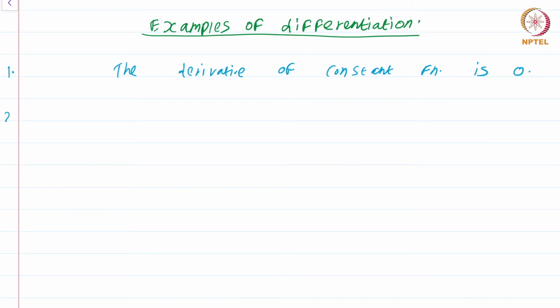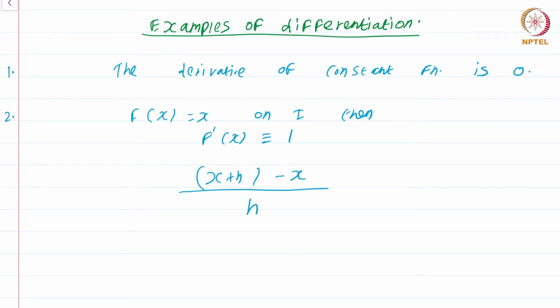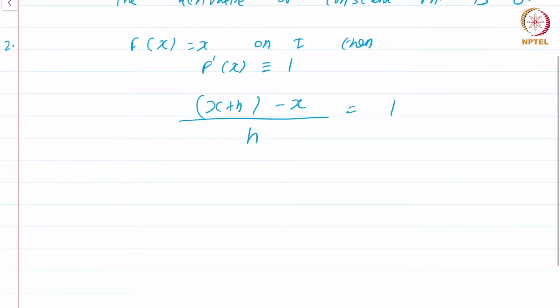That's fairly easy. And next, if you take f of x equal to x on the interval I, then f prime x is just identically 1. Okay, why is this? Well, because at a given point to take the derivative, you'll have to take x plus h minus x by h, with h going to 0. This will just turn out to be 1. So because the Newton quotient will be identically 1, the limit will always be 1, and the derivative of the function f of x equal to x, that is the identity function, is, as you can expect, constant 1.